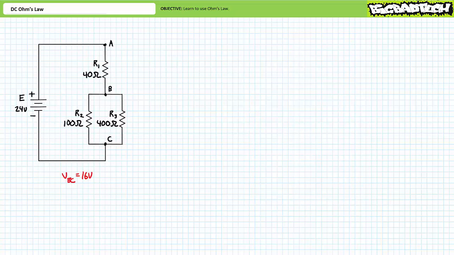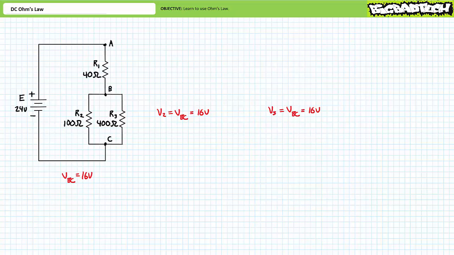Let's say the only additional piece of data we have about this circuit is a single voltage reading, VBC, known to be 16 volts. Given both resistor 2 and resistor 3 are between node B and C, we now know that both the voltage across resistor 2, V2, and the voltage across resistor 3, V3, are also 16 volts. Let's apply Ohm's law to see if we can solve for other unknown circuit properties.